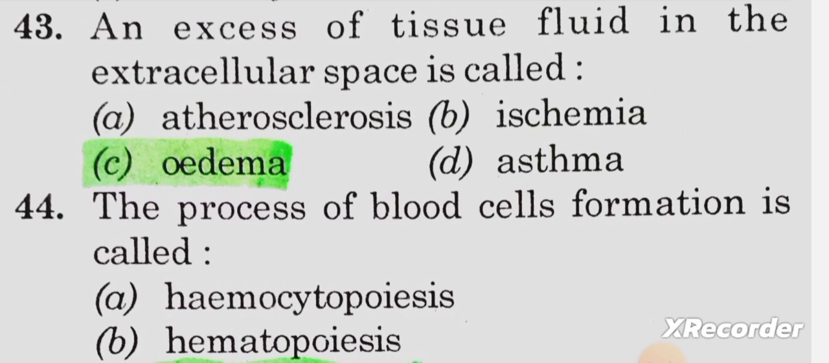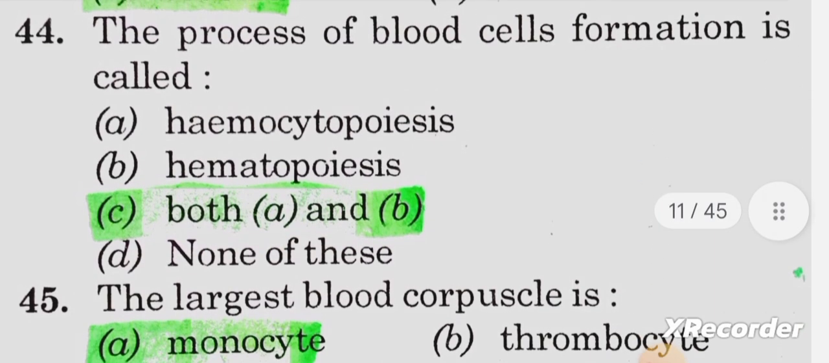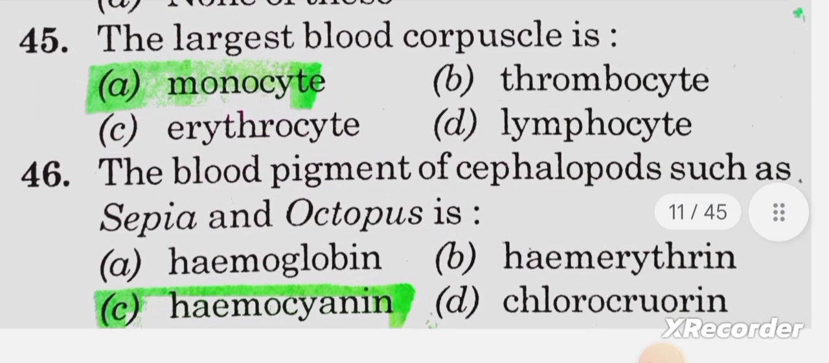edema. Next 44. The process of blood cell formation is called answer C, both A and B, hemocytopoiesis, hematopoiesis. Next 45. The largest blood corpuscle is answer A, monocyte. Next 46. The blood pigment of cephalopods such as sepia and octopus is answer C, hemocyanin.